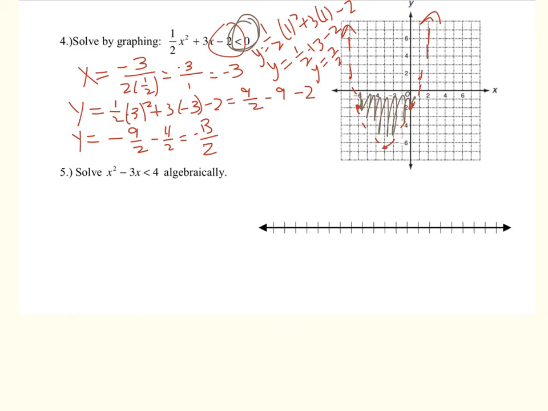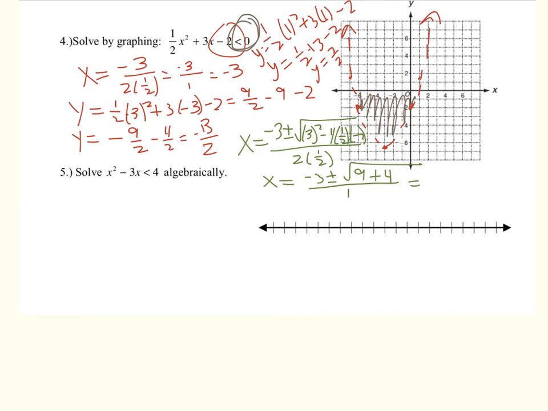So we're going to have to find the x-intercepts, so we can do quadratic formula for that. So x will equal the opposite of b, plus or minus the square root of b squared, minus 4 times a times c, all over 2a. So negative 3 plus or minus the square root of 9. Half of 4 is 2, so negative 2 times negative 2 will be positive 4 over 1. So we get negative 3 plus or minus the square root of 13.